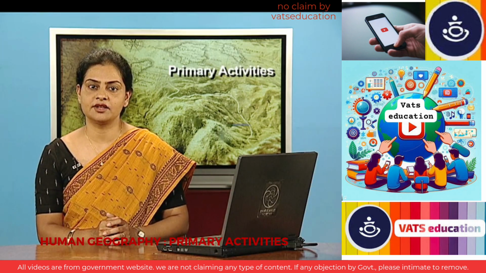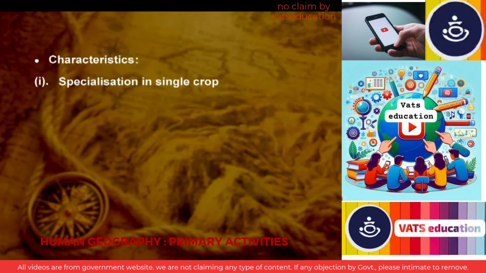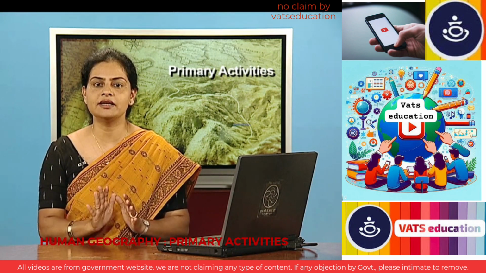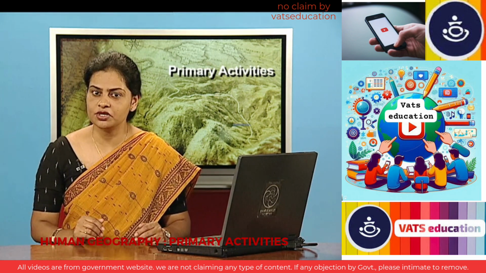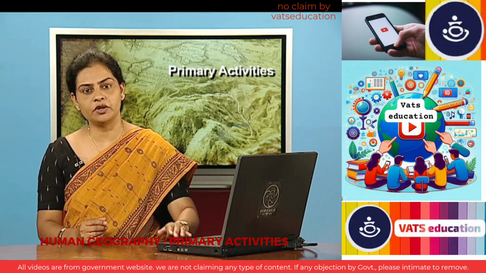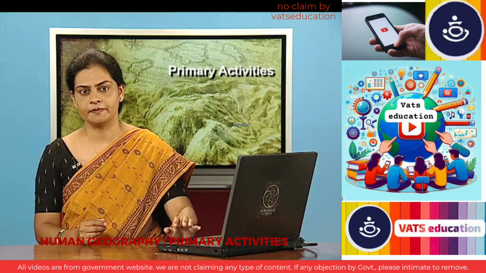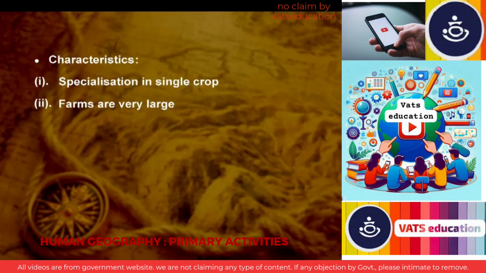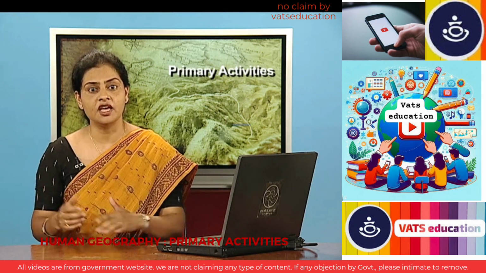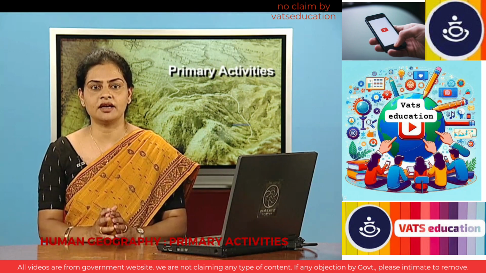The characteristics of this agriculture are, first, specialization in a single crop. Commercial grain farming is highly specialized and generally one single crop is grown. In most commercial grain regions, that crop is wheat. Both winter wheat and spring wheat are grown in these areas. Second, farms are very large. And third, it is highly mechanized. Cultivation from plowing to harvesting is often entirely mechanized.